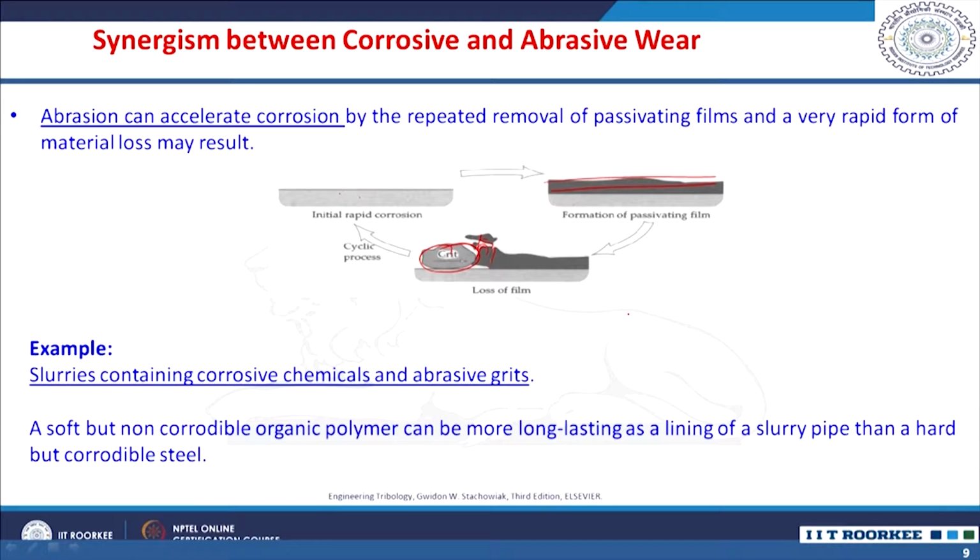Abrasion may actually accelerate the corrosion by the repeated removal of passivating films, and a very rapid form of material loss may result. So, you can find such synergetic effect of corrosive and abrasive wear in slurries containing corrosive chemicals and abrasive grits. A soft but non-corrodable organic polymer can be more long lasting as a lining of a slurry pipe than a hard but corrodable steel.